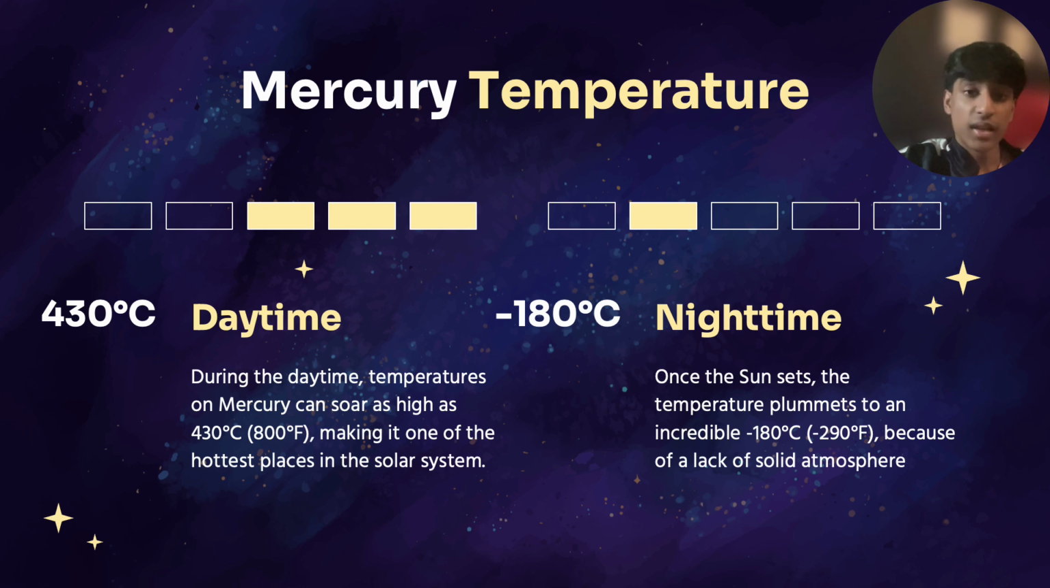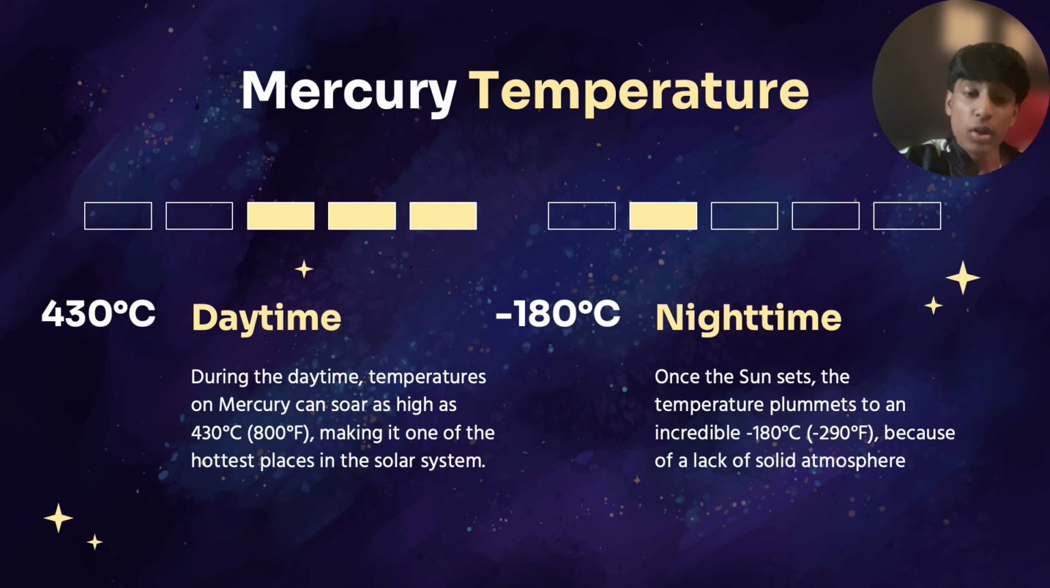However, once the sun sets, the temperature plummets down to an incredible negative 180 degrees Celsius. This extreme difference of over 600 degrees Celsius between the day and the night is caused by two main factors: Mercury's lack of a substantial atmosphere and its very slow rotation. The planet's thin exosphere cannot trap heat the way Earth's atmosphere does, so any heat absorbed from the sun during the day is quickly lost once the sun goes down.